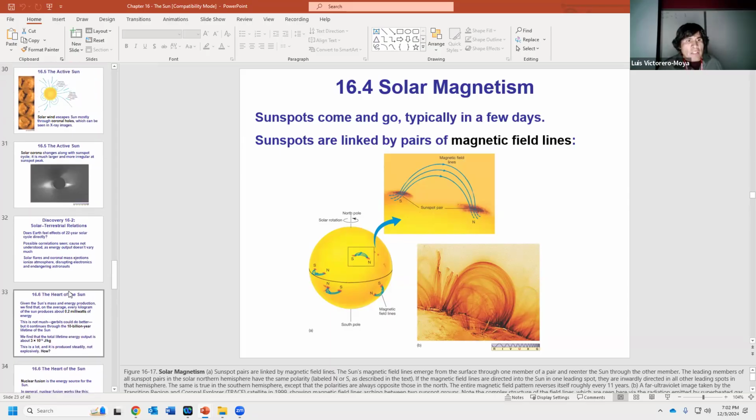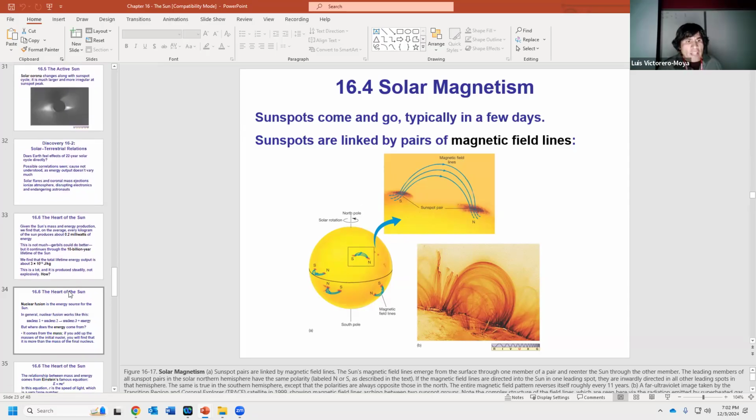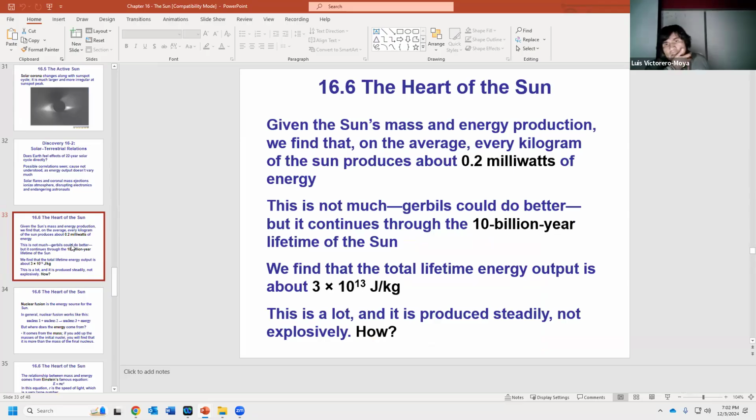Okay, I talked about the production, or the activity, of the sun, right? So the heart of the sun is the core, which has a lifetime output of 3 times 10 to the 13 joules per kilogram, right? This is allowing the sun to live for roughly 10 billion years. Now, this energy output can be measured with solar panels, right? And we can use them. We have started to use solar energy.